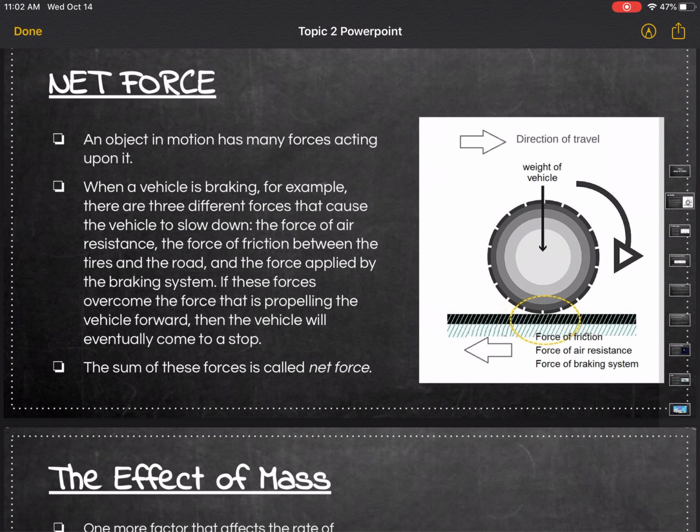When a vehicle is braking, for example, there are 3 different forces that cause the vehicle to slow down: the force of air resistance, the force of friction between the tires and the road, and the force applied by the braking system. If these forces overcome the force that is propelling the vehicle forward, then the vehicle will eventually come to a stop. The sum of these forces is called the net force.